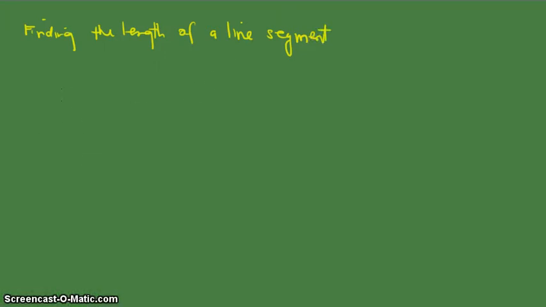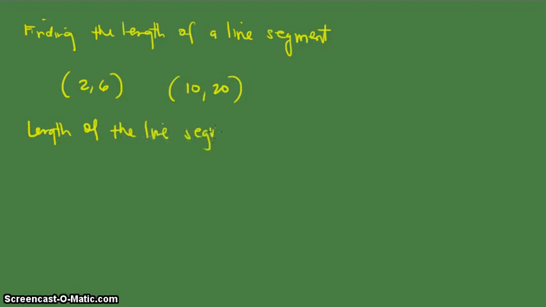Okay, so let's say I have 2 points, say 2 and 6, and another point, let's make it 10 and then 20. Suppose I want to find the length of the line segment connecting the 2 points. So what will be the length of the line segment? Let's plot the 2 points first.